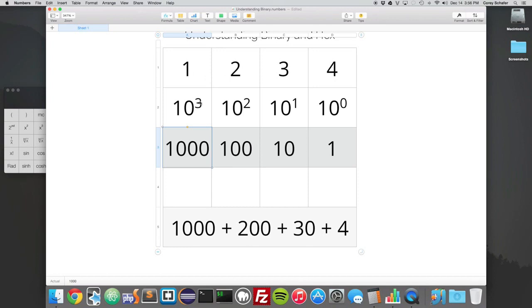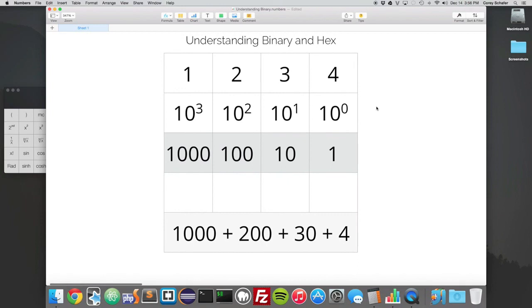10 to the third, plus 2 times 10 to the second, plus 3 times 10 to the first, plus 4 times 10 to the 0. So the reason that this is called base 10 is because if you look at the base of the exponents, there's a 10 here. That's how it relates to binary and hexadecimal.